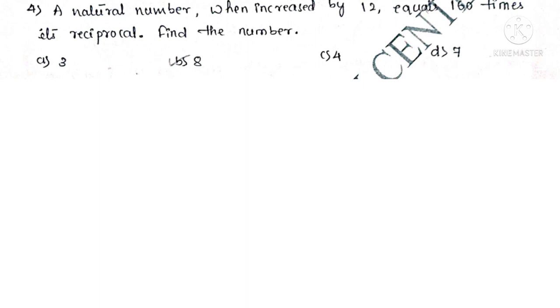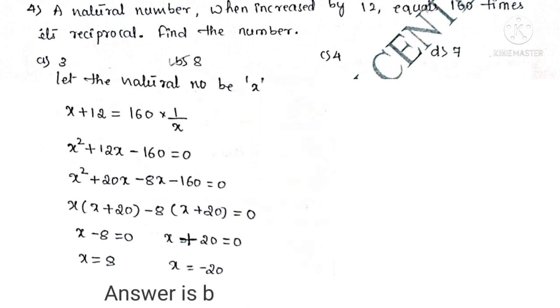So therefore, let us consider the number is x. Since the number is increased by 12, I will add 12 to the x. So x plus 12 is equal to 160 times its reciprocal. Reciprocal of x is 1 by x. Therefore, x plus 12 is equal to 160 into 1 by x. Cross multiplication, it will become x square plus 12x minus 160 is equal to 0.